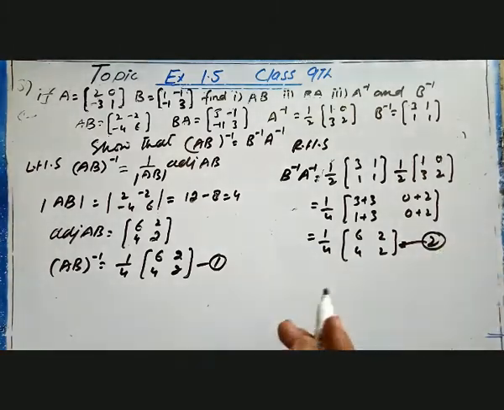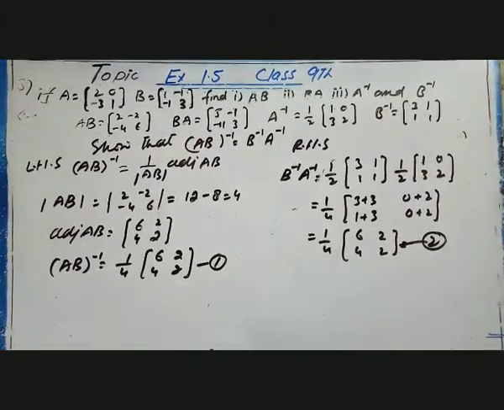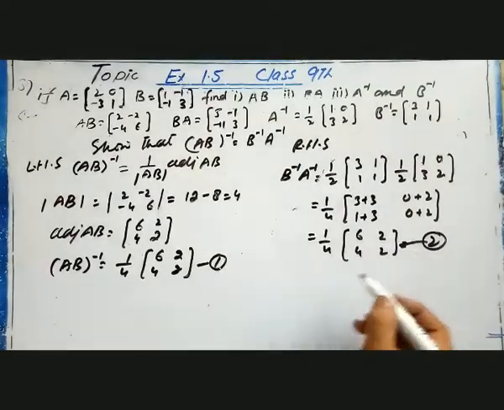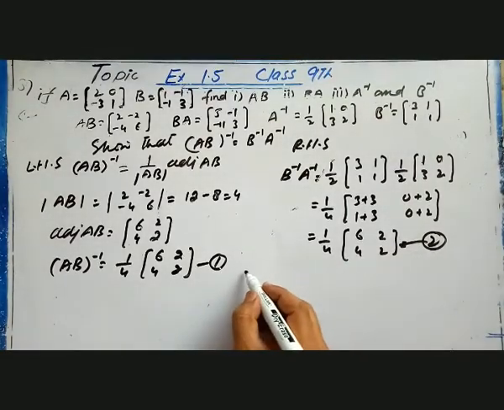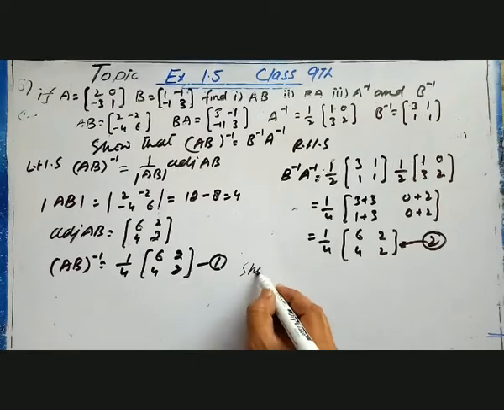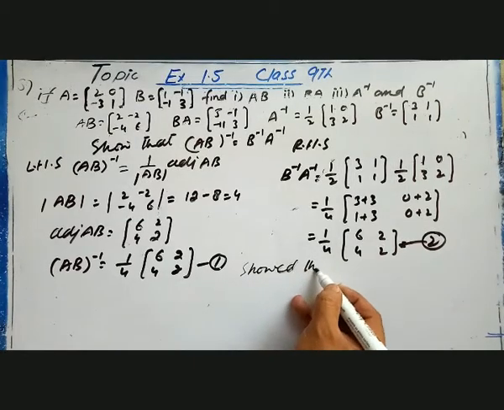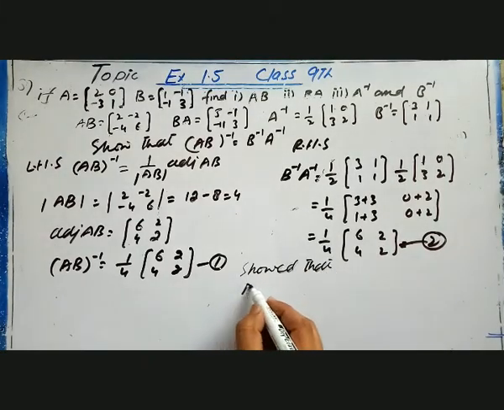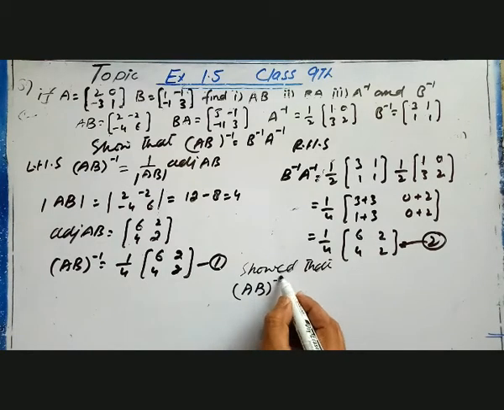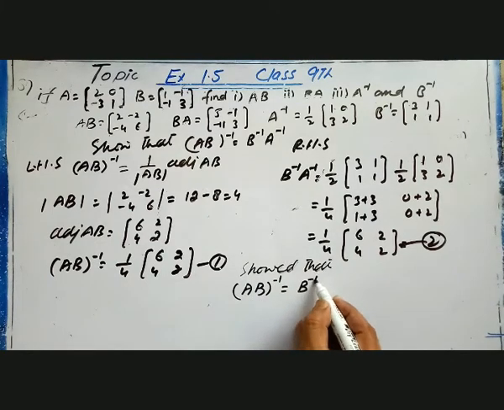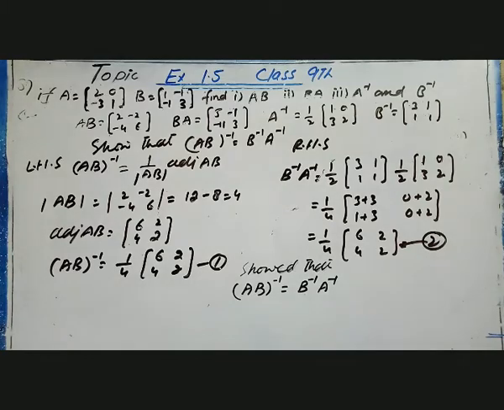This one is second. So from 1 and 2, it is clear that we showed that AB whole inverse is equal to B inverse and A inverse.